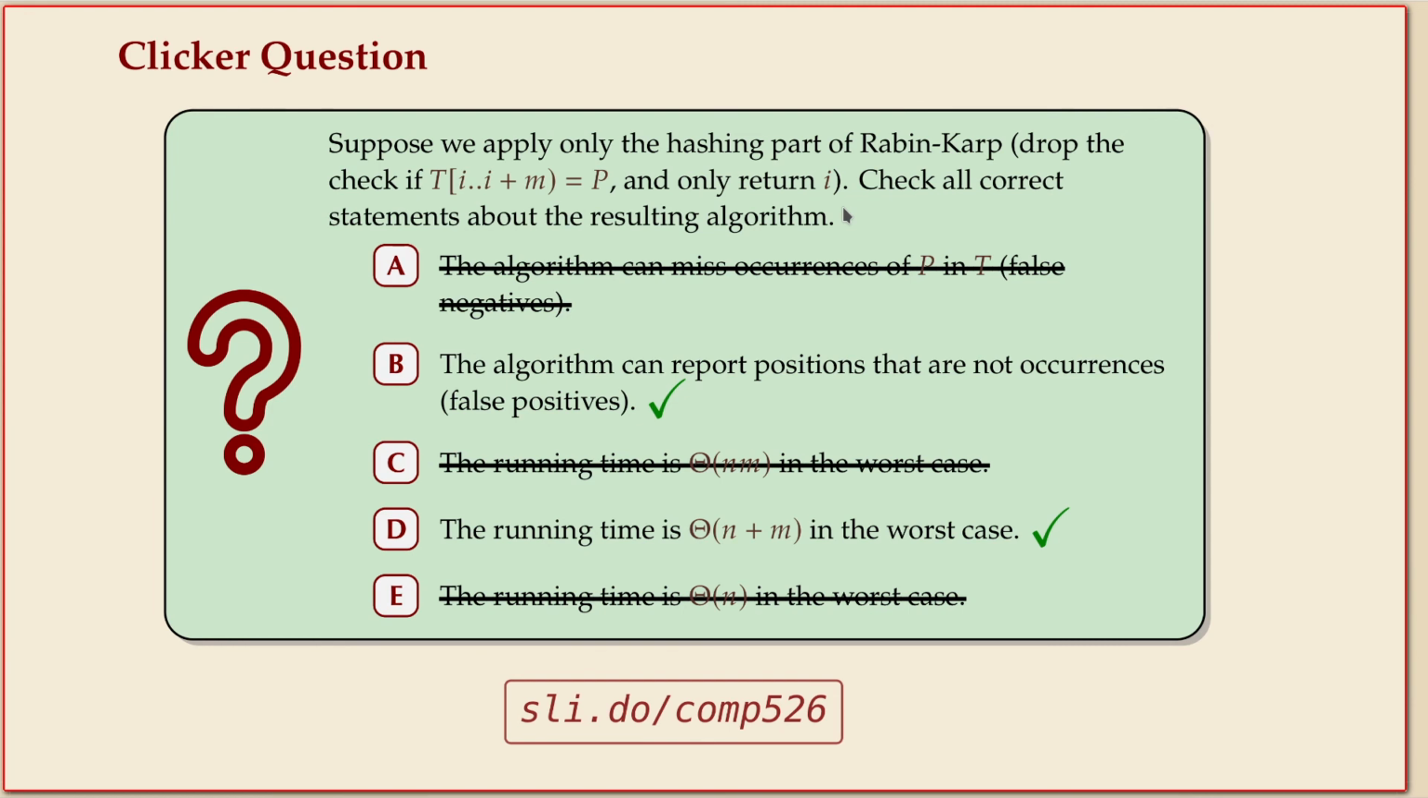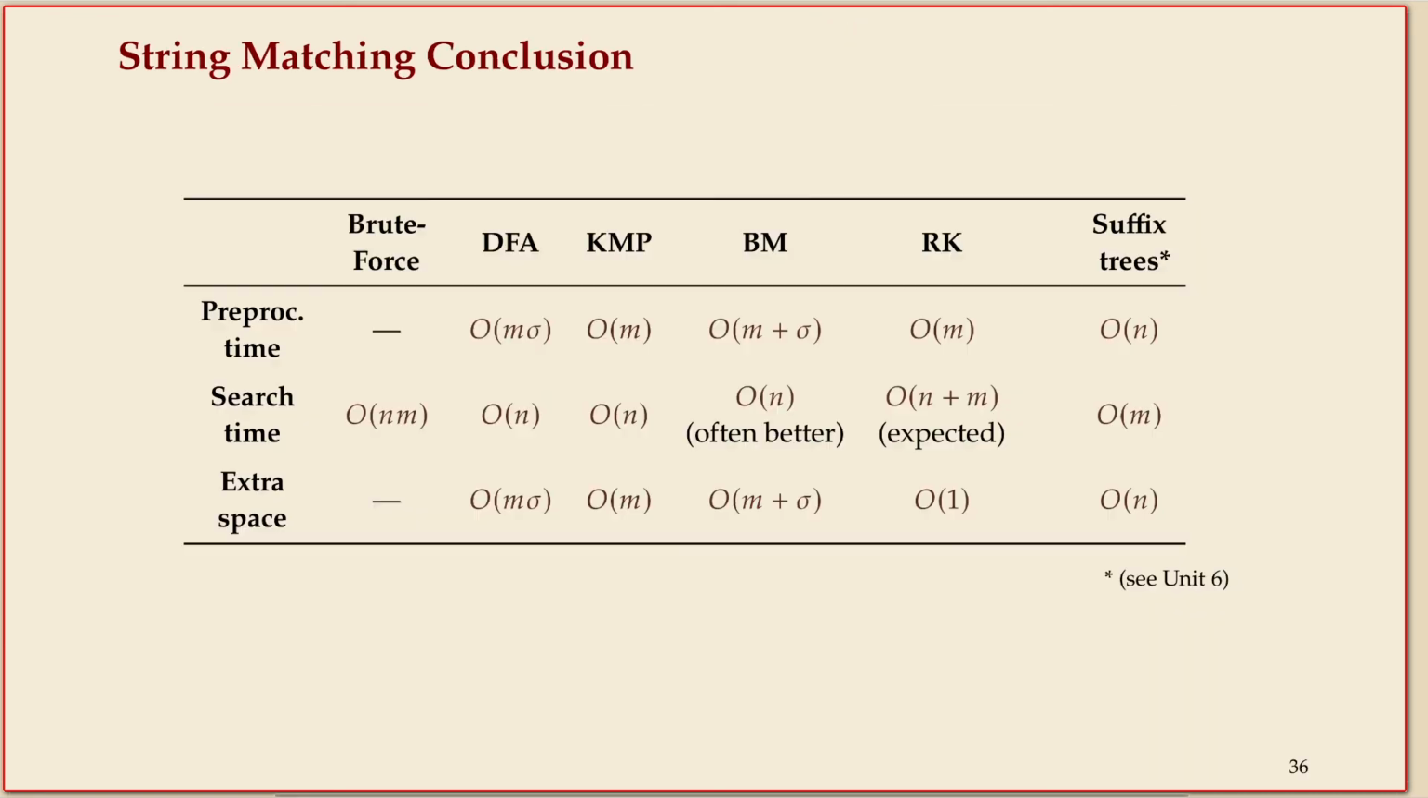So you might run Rabin Karp without the check if you don't need it to be always correct. Then it's always fast, but sometimes gives additional results. If you want it to be always correct, then it's sometimes slow. And that brings me to this last slide that just summarizes the algorithms we've seen for string matching in terms of different categories. How much time they need for pre-processing, how much time they need during the searching phase, and how much extra space they use. The last column we haven't seen yet, but we will see.